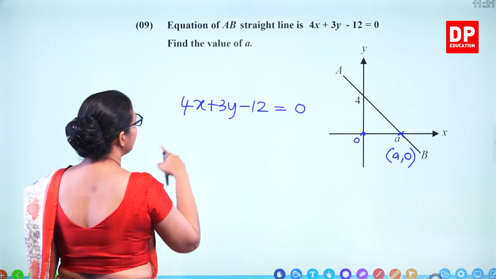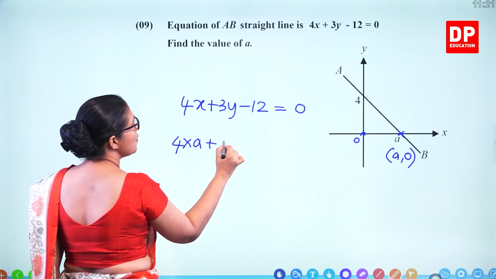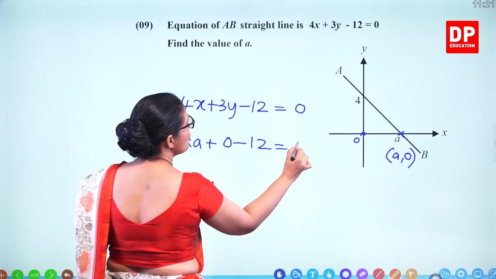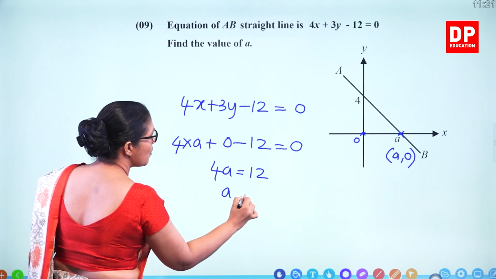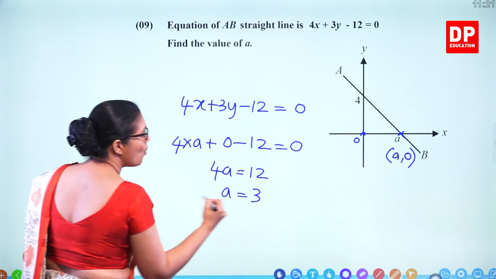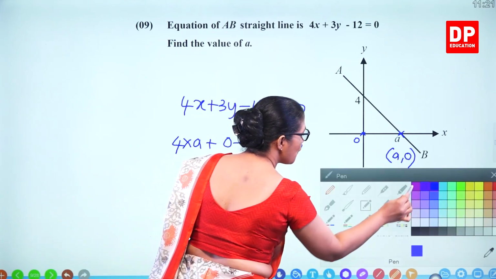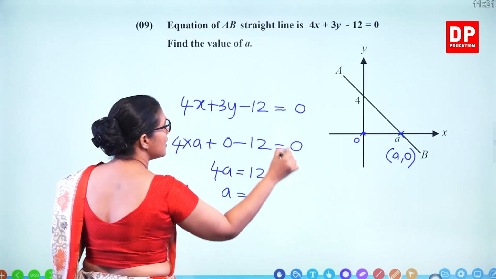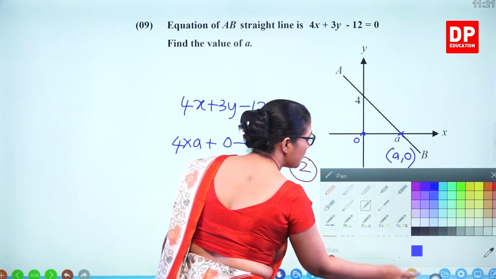So we'll substitute. 4 times A plus 3 times 0 is 0. That's 12. 4A equals 12. That means A equals 12 divided by 4. A equals 3. So 2 marks for that. Finding this relationship and finding the correct answer for A.